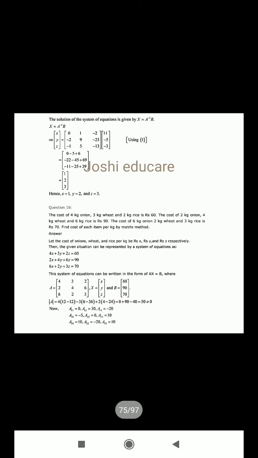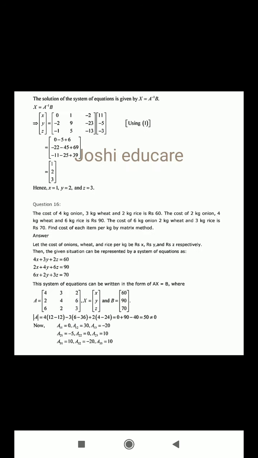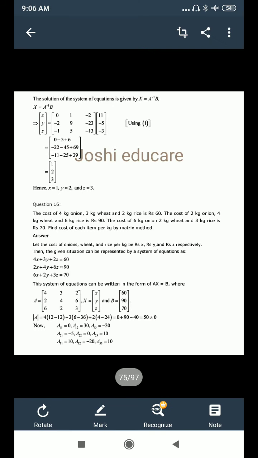The last one question is there. This is question number 16. The cost of 4 kg onion, 3 kg wheat and 2 kg rice is 60 rupees. Similarly, second data is given. The cost of 2 kg onion, 4 kg wheat and 6 kg rice is given. Third data is 6 kg onion, 2 kg wheat and 3 kg rice is given. Find the cost of each item as per matrix. So what we'll do, we will let cost of onion be rupees x per kg, wheat rupees y per kg, and rice rupees z per kg.